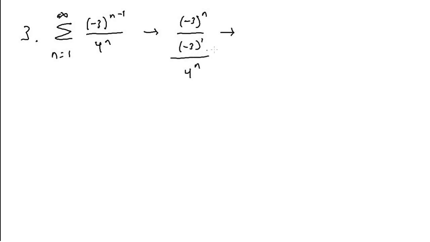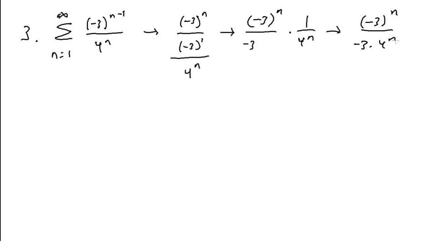So I can rewrite negative 3 to the first as just negative 3. And then when I divide by 4 to the n, it's the same thing as multiplying by 1 over 4 to the n, or the reciprocal. So when I simplify it, I'll get negative 3 to the n over negative 3 times 4 to the n. Now I can actually separate this into two fractions and bring the negative 3 outside.